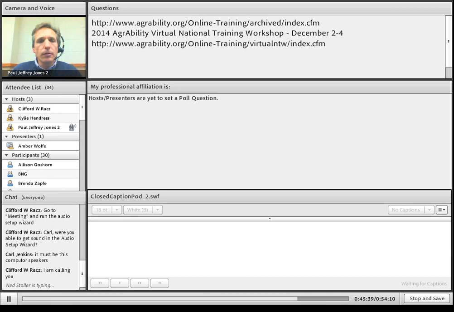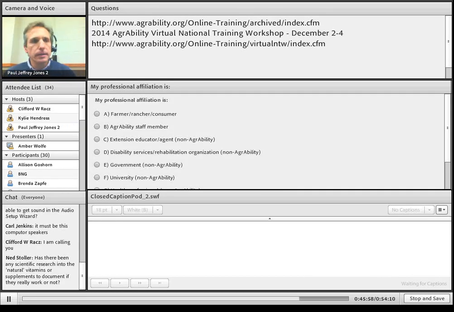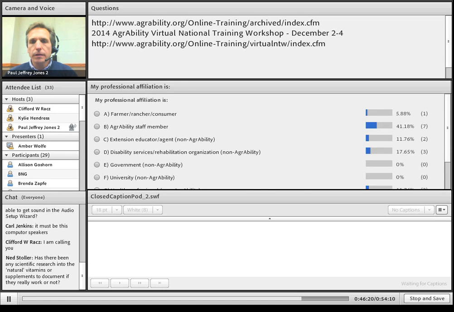Organizational status. If you look for a particular type of organization, and again, if you are an AgrAbility staff member, we ask you to check that one. And if not the most appropriate, we realize that many people may be in several different categories, but please pick the one that's most appropriate for you. Okay, looks like we've got a pretty good range of different people, from AgrAbility to consumers to people working with various health and disability-related organizations.